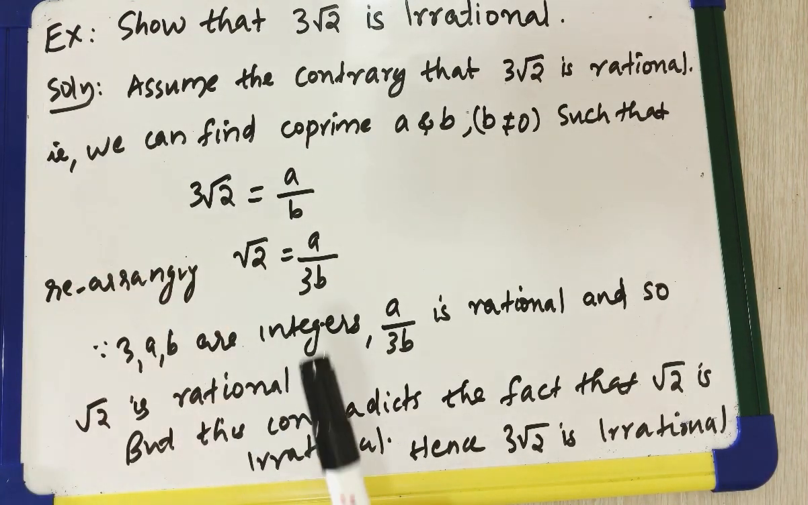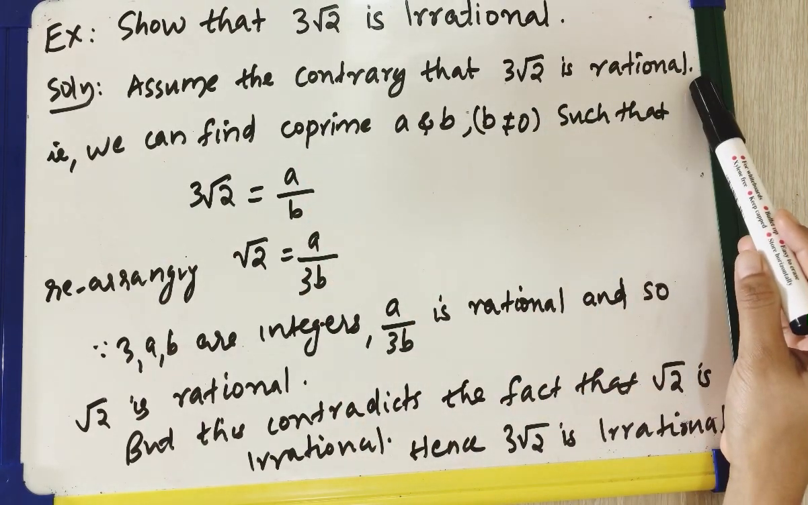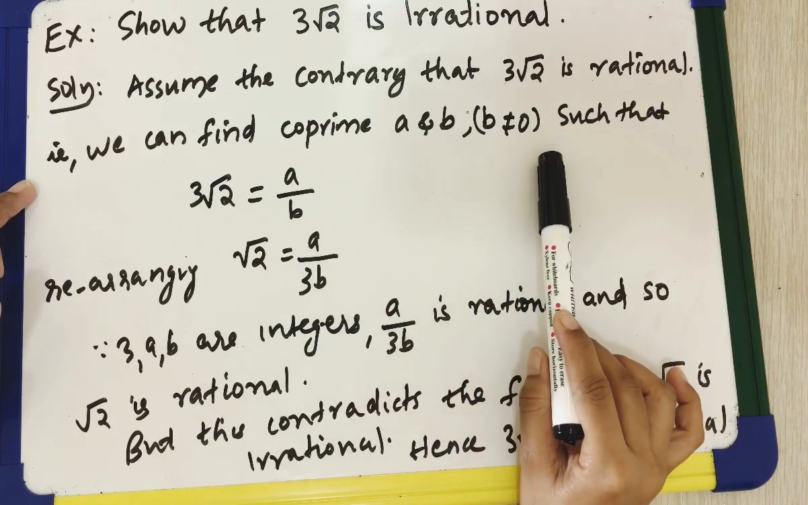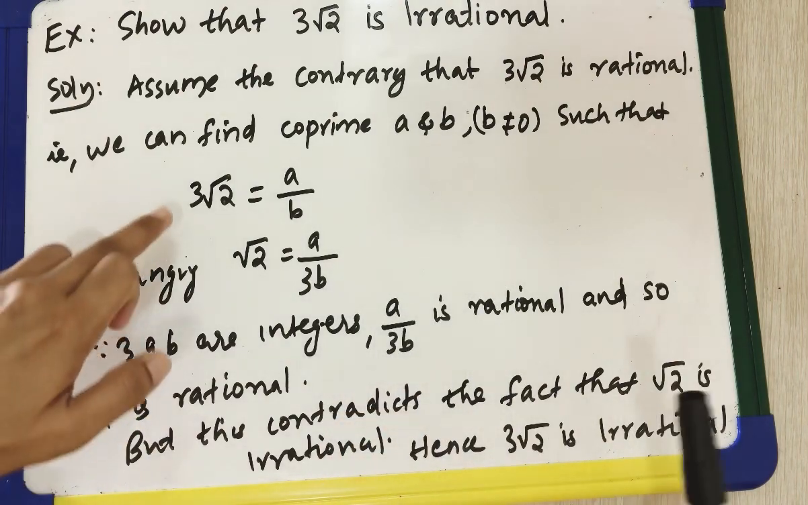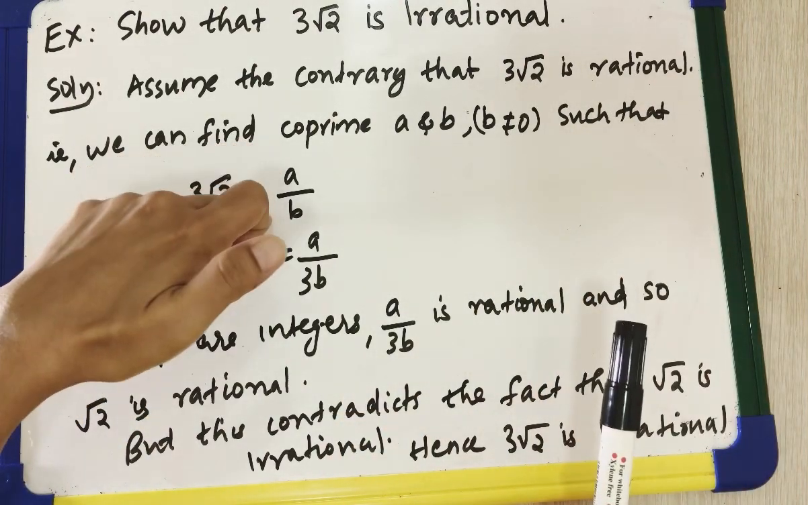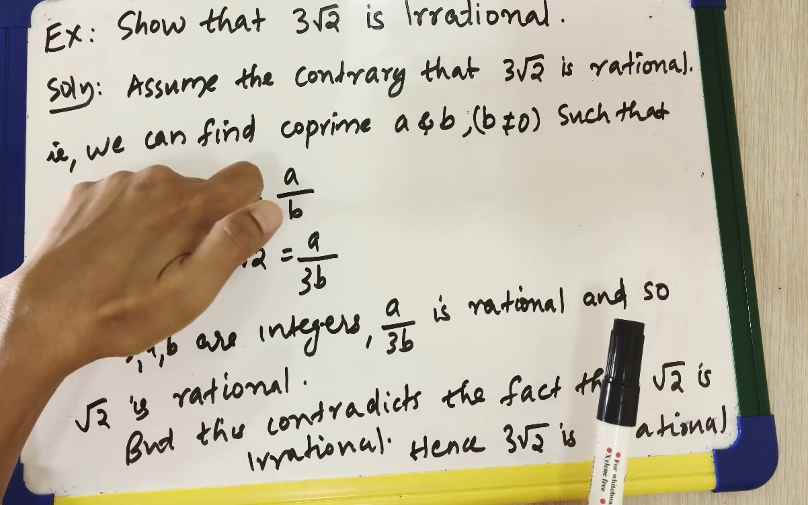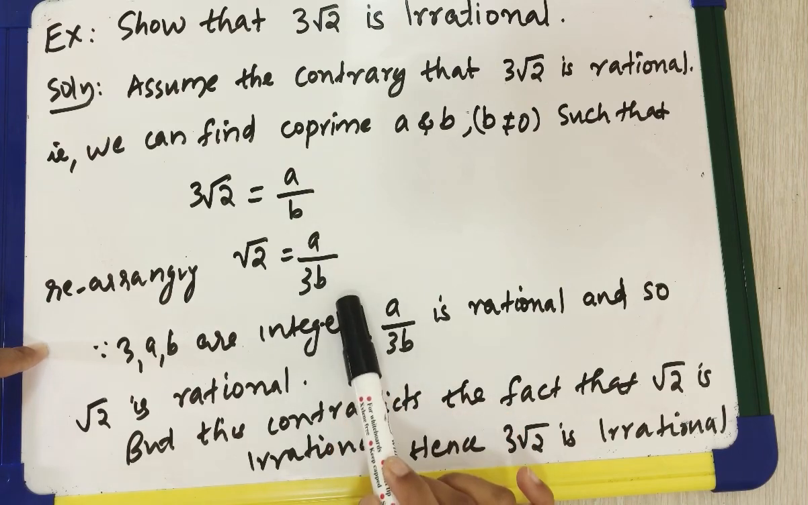See the solution. Assume the contrary that 3 root 2 is rational. That is, we can find coprimes a and b with b not equal to 0 such that 3 root 2 is equal to a by b. Since 3 root 2 is rational, we can find a and b such that 3 root 2 is equal to a by b. A and b are coprimes. Rearranging, we get root 2 is equal to a by 3b.